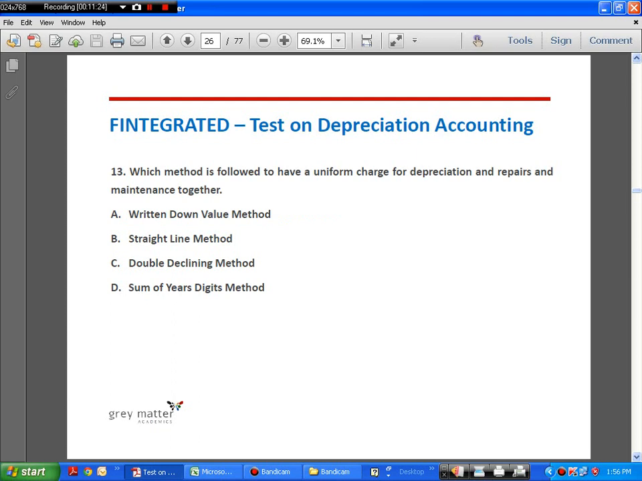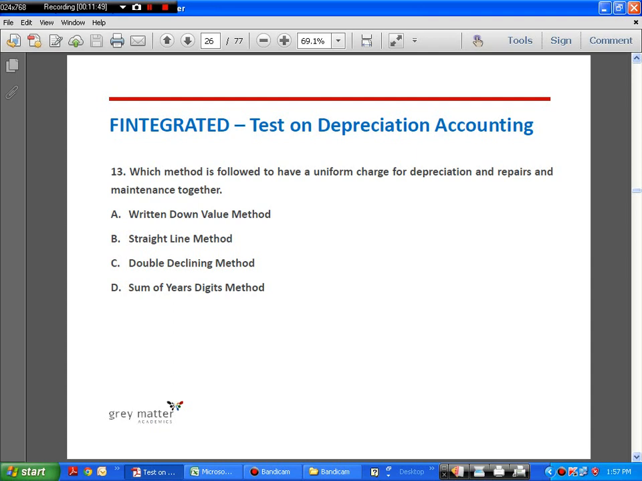Which method is followed to have a uniform charge for depreciation and repairs and maintenance together? Okay, so we know that under the WDV method, the amount of depreciation charged to the profit and loss account every year will diminish as the asset grows older, because the depreciation is calculated on the written down value of the asset every year.